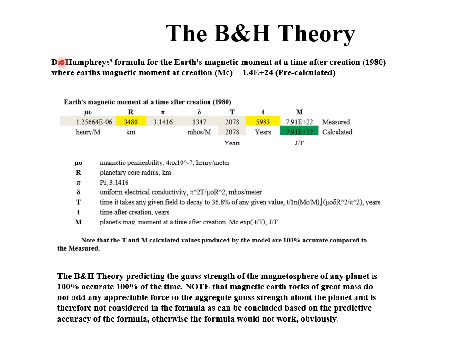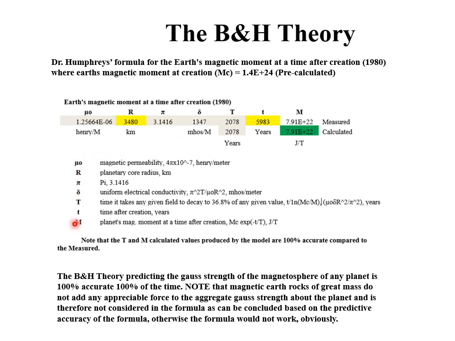So Dr. Humphrey's formula for the Earth's magnetic moment at a time after creation, we're just going to take a random time, say 1980, where the Earth's magnetic moment at creation equals this. This was pre-calculated. You can calculate them if you want. We have the formulas, but they are also given already calculated for all the hot Jupiters. Well, actually all the planets, not just the hot Jupiters. A hot Jupiter just means it's a planet with a protective magnetosphere on it. So here it is, the Earth's magnetic moment at 1980.